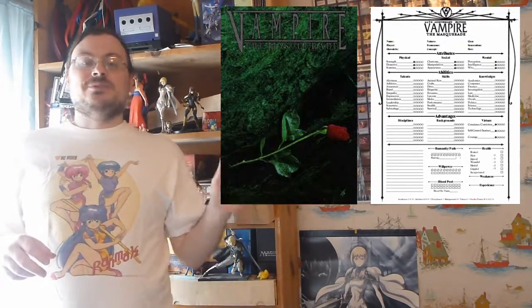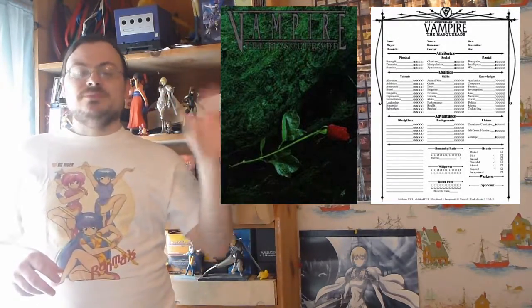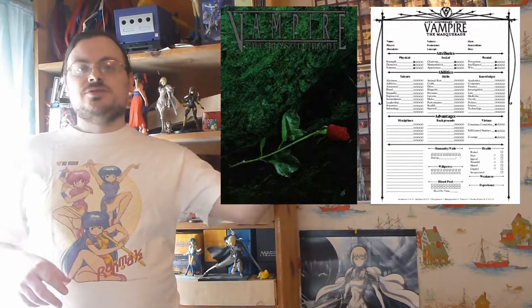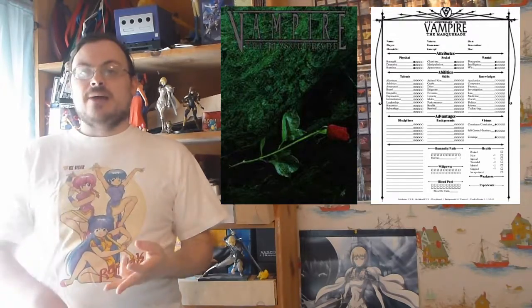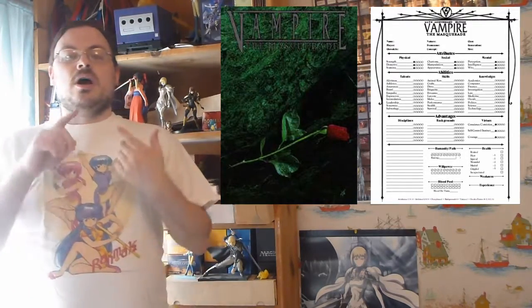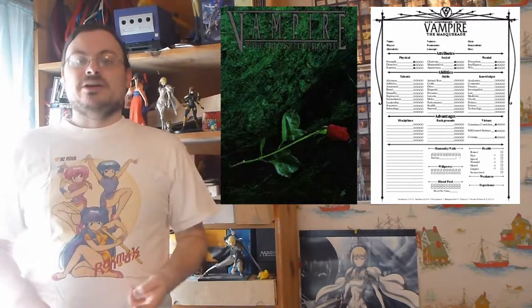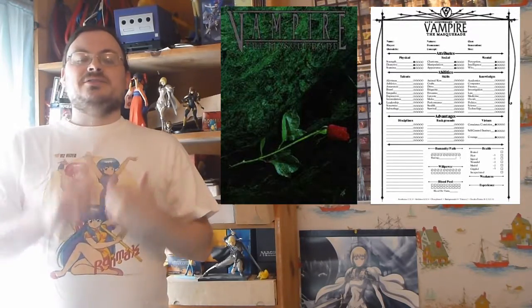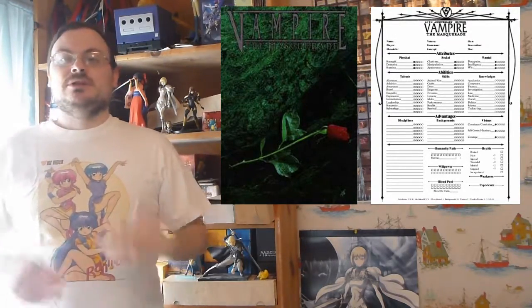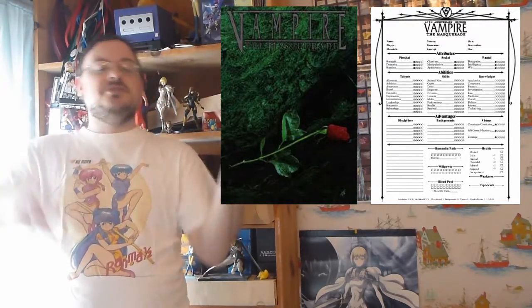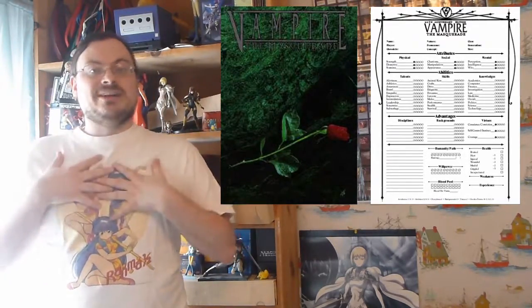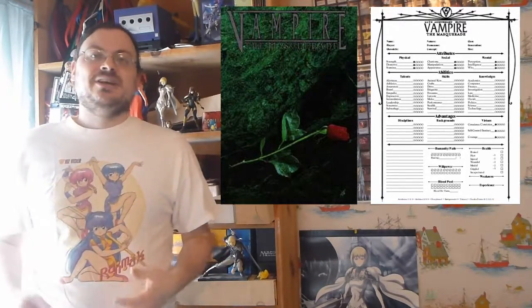So what are the 9 attributes? Well, they're divided into 3 columns: physical, social, and mental. The physicals are strength, dexterity, and stamina. The social are charisma, manipulation, and appearance. And the mental are intelligence, wits, and perception. Strength is, of course, strength. Dexterity is how lithe you are, shooting a gun, dodging. Stamina is absorbing damage, taking hits, resisting things.